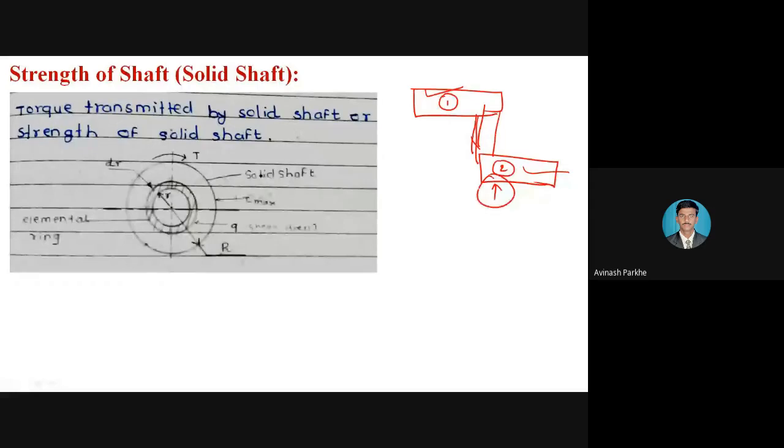If I have to check the strength of a solid shaft, I will check its torque transmission capacity and its power transmission capacity. Similarly, if I have to check the strength of the hollow shaft, for the hollow shaft also I will check its torque transmission capacity and power transmission capacity.